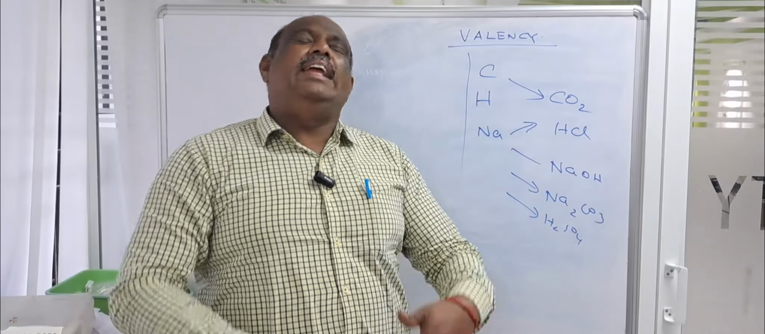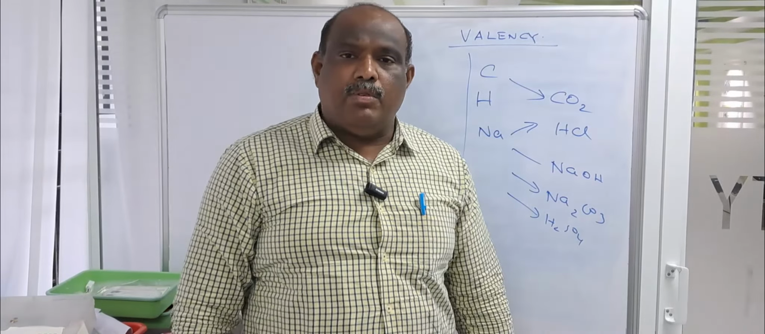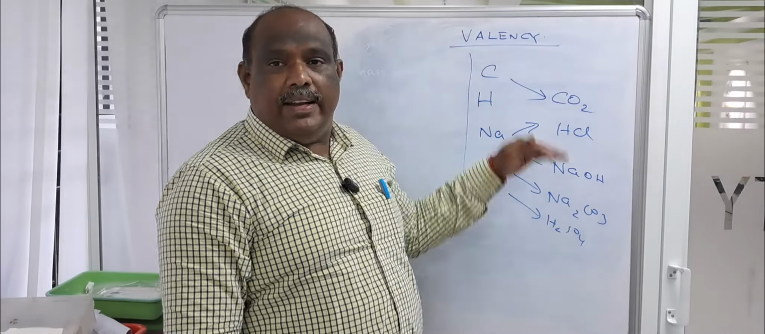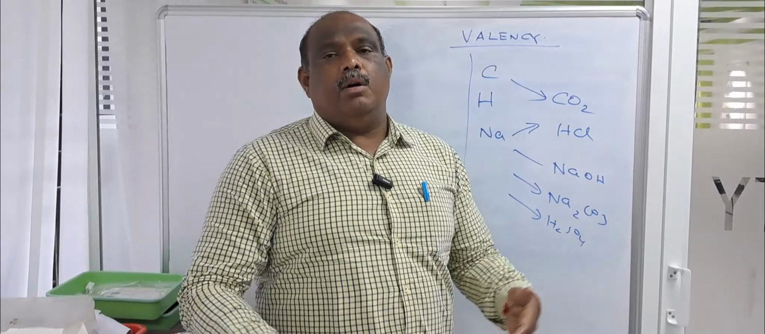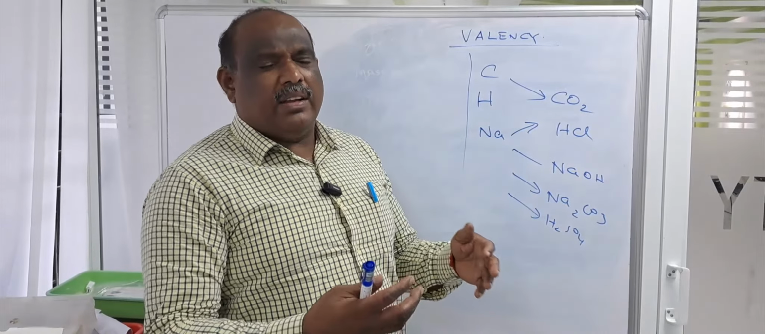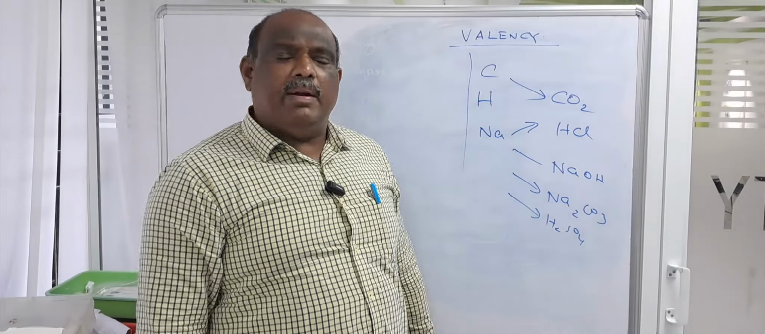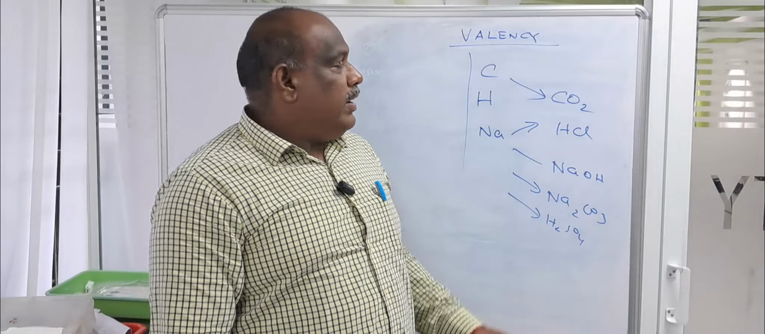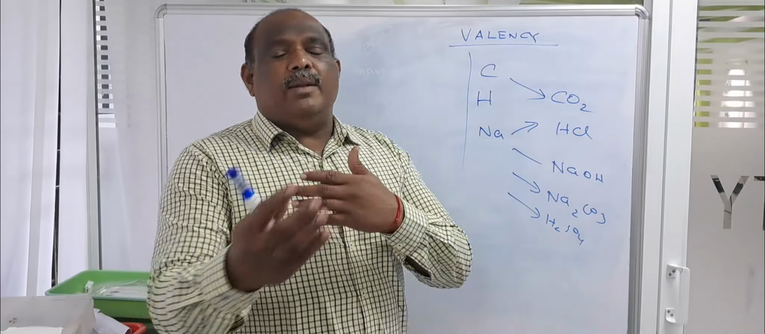So how many compounds are there? Infinite compounds can be there. The number of elements is only 118, but the number of compounds can be, you can have different combinations and you can add them. Theoretically speaking it can be infinite, but practically it is finite only. So now you tell me, what is valency?